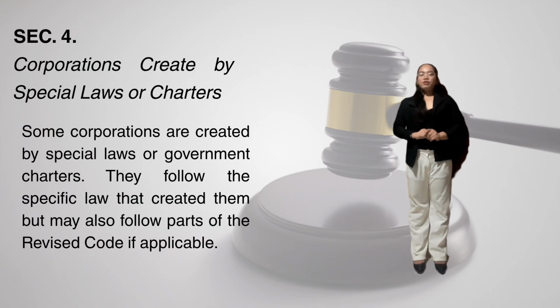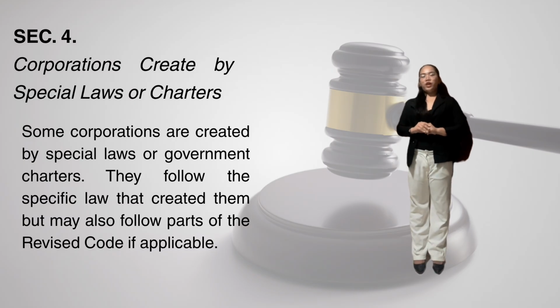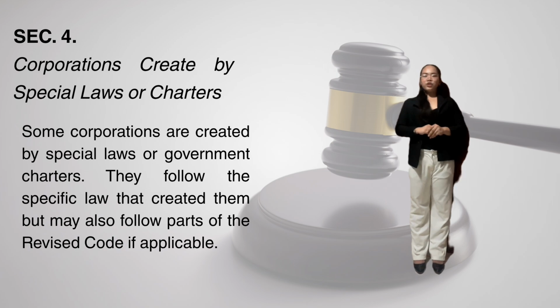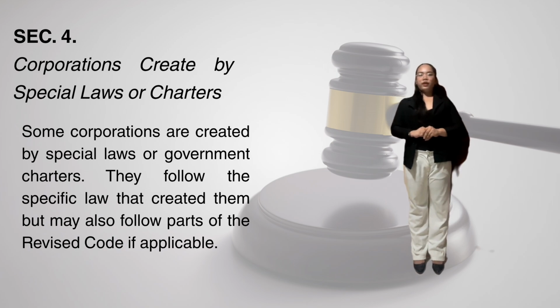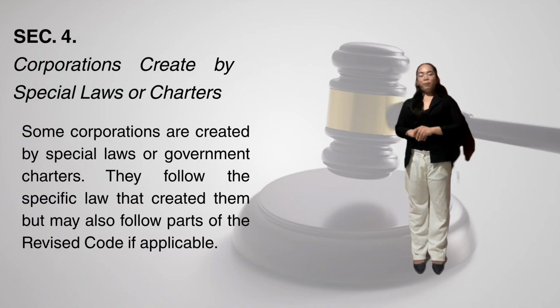Let's now proceed to Section 4, Corporations created by special laws or charters. This section refers to corporations that are created by special law or charters, meaning they are established by the government, not by private individuals. These corporations follow their own specific laws or charters that outline how they are managed. However, if something isn't covered in their special law, they can still follow the provisions of this code.